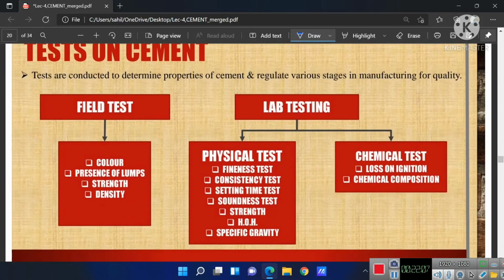Here are some tests on cement. Tests are conducted to determine properties of cement and regulate various stages in manufacturing for quality. In case of field tests, color, presence of lumps, strength, and density must be tested. And in case of lab testing, there are two divisions, that is physical test and chemical test. In case of physical test: fineness test, consistency test, setting time test, soundness test, strength, heat of hydration, specific gravity. And in case of chemical tests, loss on ignition and chemical composition must be done.